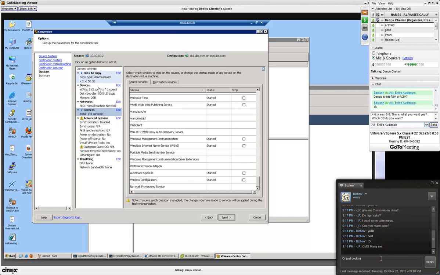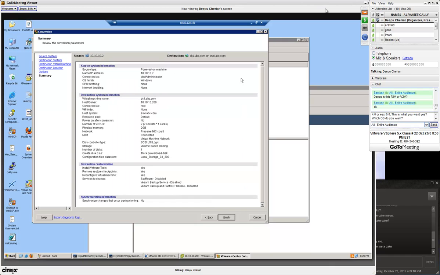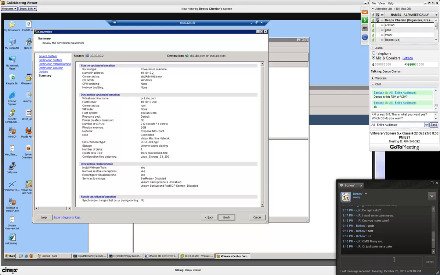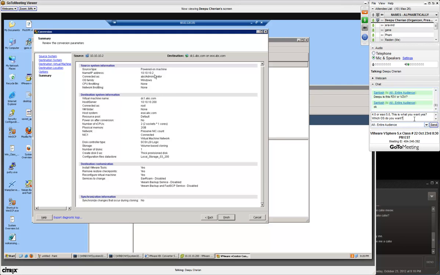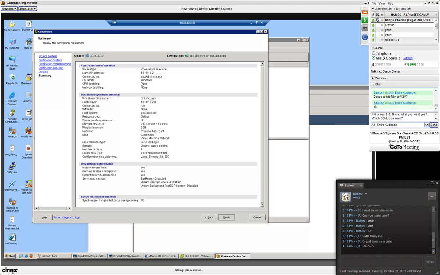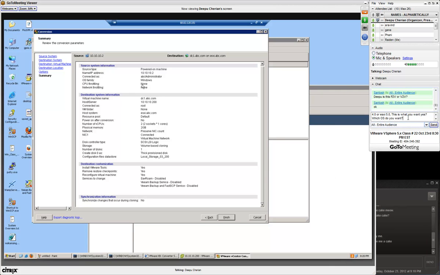Remember, the C drive is going to be 50 GB and I'm not making any changes to any hardware here. Click next. This is how it is. The powered-on machine, the actual physical server we're going to convert, is 10.10.2. Definitely, you should know the password and everything, because this is going to install an agent inside that server, and that agent is the one that is doing the conversion for you.